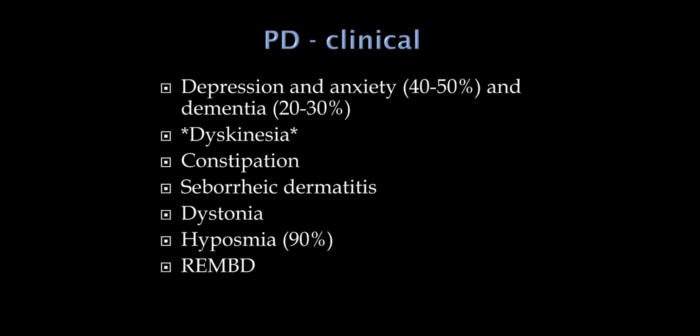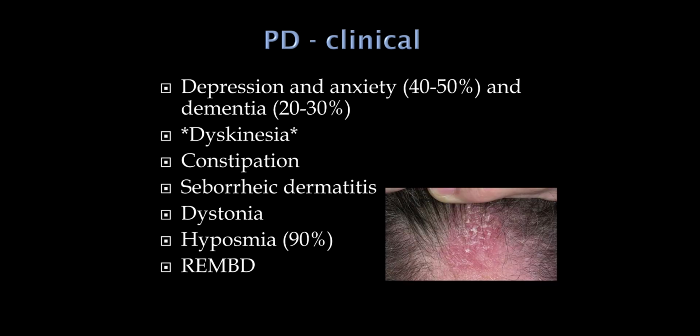But if you see dyskinesias, like you're not sure if someone has Parkinson's, you give them a dopamine medication, they have dyskinesias, now you know for sure they have Parkinson's disease. That's quite a specific feature. So constipation, seen in more than 90% of patients. Seborrheic dermatitis, very common. Dystonia, which is a sustained muscle contraction, like curling in of the toes or twisting in of the foot, is very common.